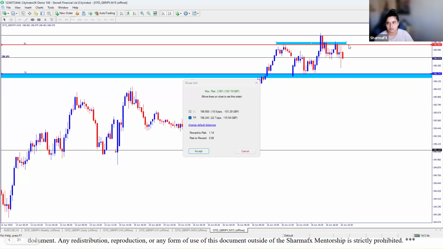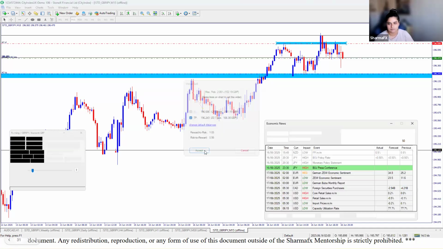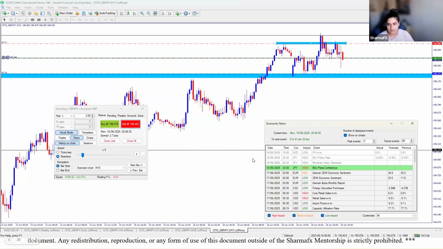What I'm going to do is go for a 1-to-1. I'm going to place my stop loss right above the previous candle top wicks right here. If you want, you can do it right into the zone, or you can do an exact 1-to-1, whatever your preference is. This is pretty much what we're going to go with, right? Risk to reward, 1-to-1. And then you have the press conference in about 2 hours, so there's really nothing else but the market reacting.